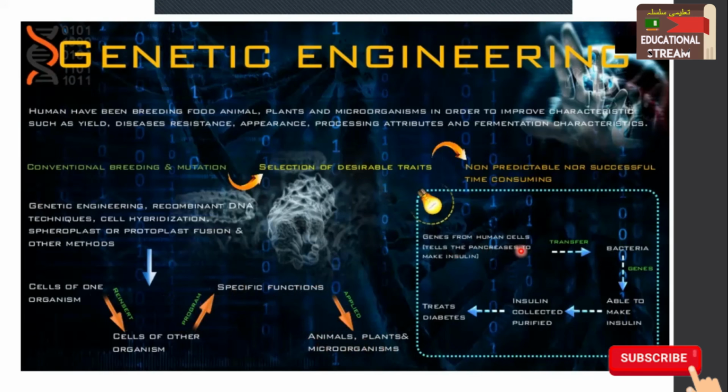So genes from human pancreatic beta cells, which make insulin, are transferred into bacteria. Their genes transfer to bacteria, and the bacteria become able to make insulin. Then the insulin is collected and purified, and that insulin is injected into patients to treat diabetes.